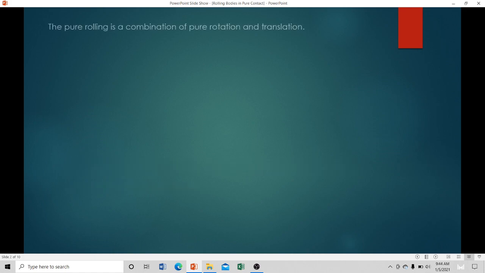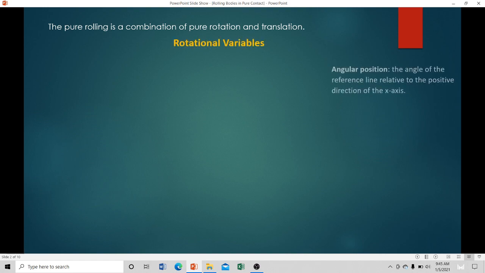So the pure rolling is a combination of pure rotation and translation. Obviously, it cannot be termed as pure rotation as far as the actual motion is concerned. Okay. So for the rotational variables, we have to define what is an angular position: the angle of the reference line relative to the positive direction of the x-axis.